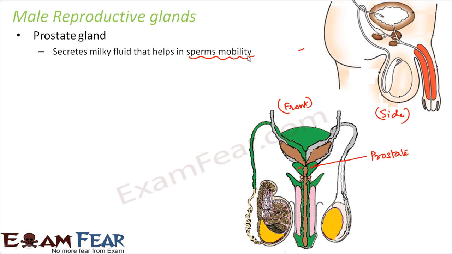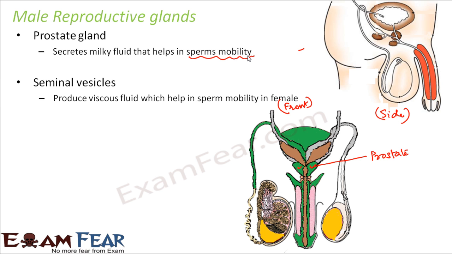In order to increase the mobility of the sperm, we make the environment such that a lot of fluid gets secreted, because if a lot of fluid is present, it becomes easier for the sperm to move, as it will just slip over the surface. Like if water has fallen on the floor, the chances that you might slip increase, because the friction decreases and the floor becomes slippery. In a very similar way here also, when a lot of fluids get secreted, that helps in the mobility of the sperms. So the prostate gland secretes a milky fluid which helps in the mobility of sperm. That is the main function of the prostate gland.